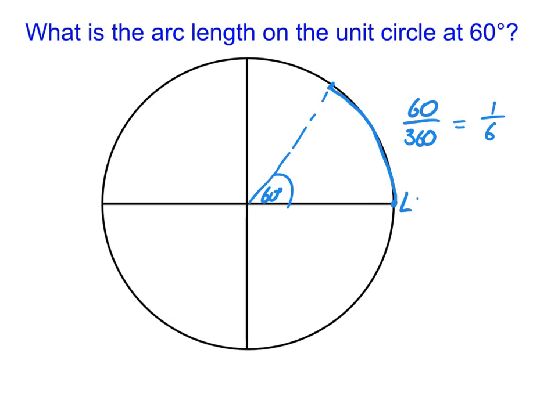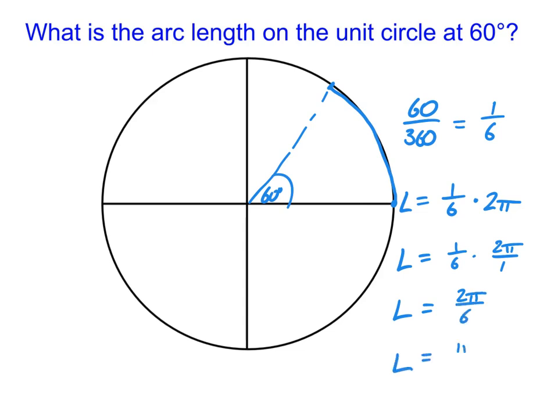So then the total arc length here is going to be 1/6 of the total circumference, which is 2 pi. And so again, make them both into a single fraction. So that's going to be 1/6 times 2 pi over 1. And therefore L equals 2 pi over 6, or reduce it, and yes, we do need to reduce it, and so it equals pi over 3 for that arc length.